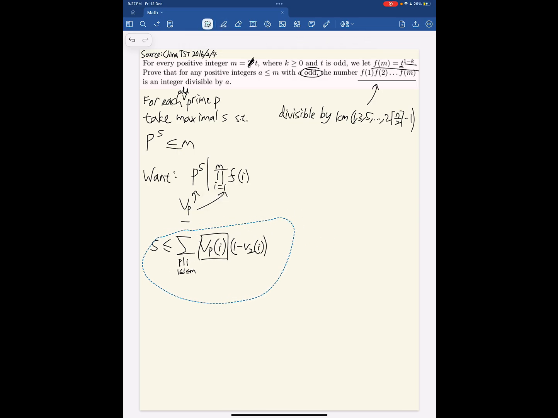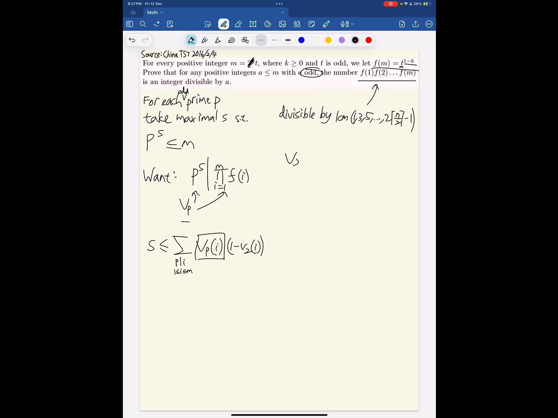How do you calculate v2 of, say, 10 factorial? Well, first you would take the multiples of 2, which is 5. There are 5 of them. You would take the multiples of 2 squared. There are 2 of them. And then the multiples of 2 cubed. There's 1. That's 8.